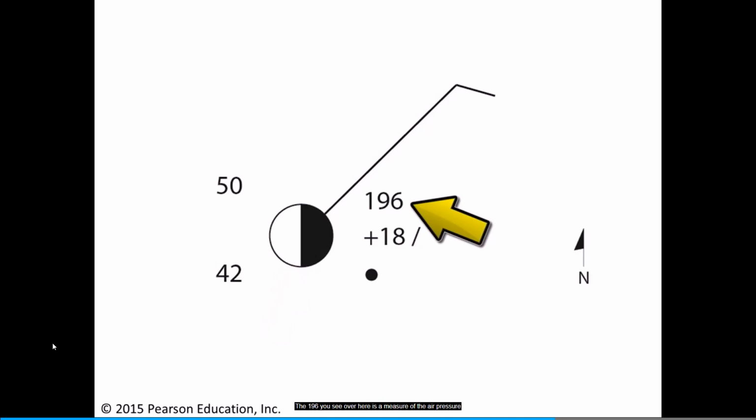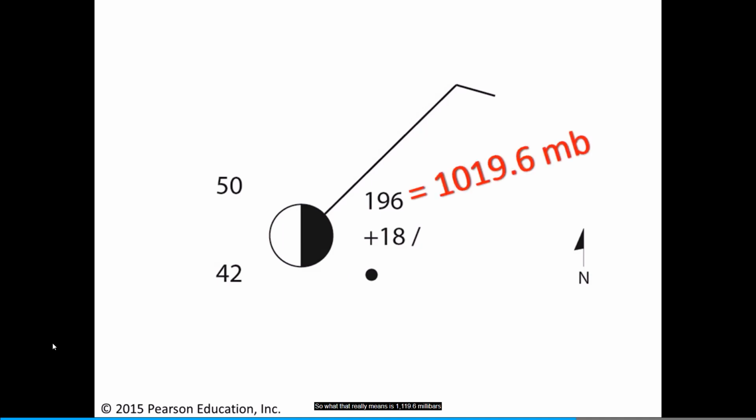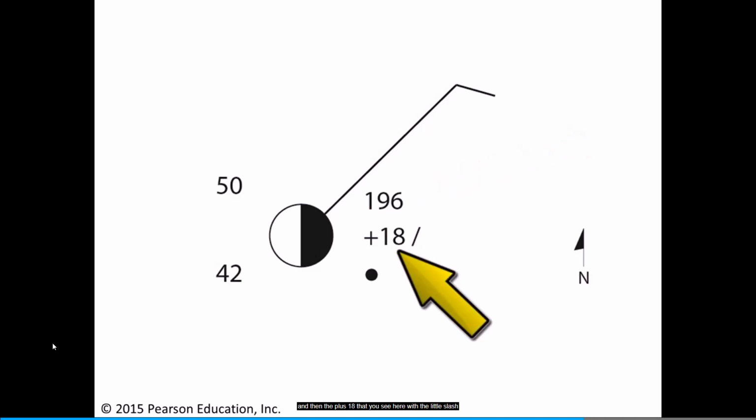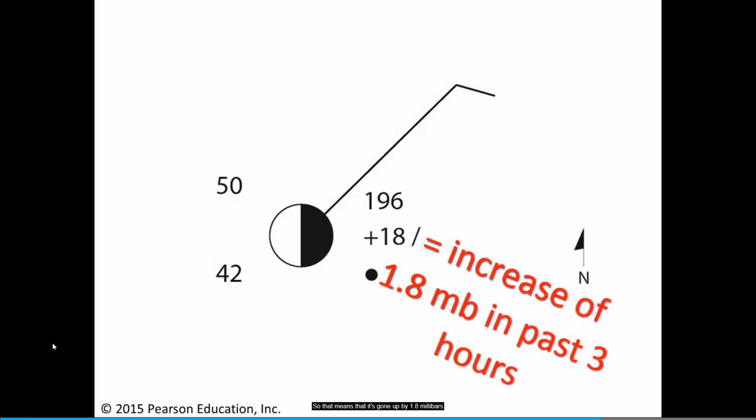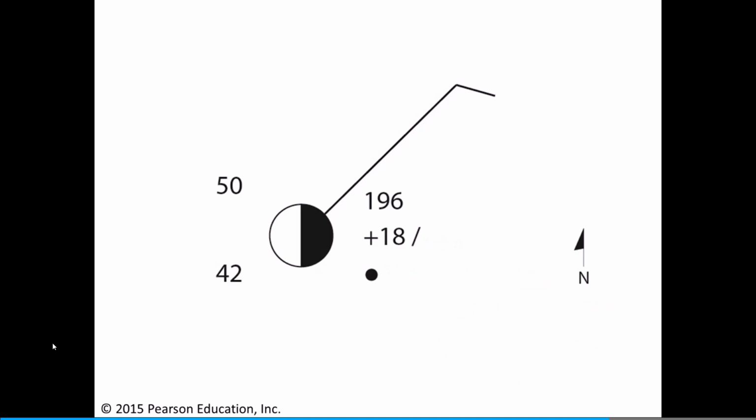The 196 you see over here is a measure of the air pressure in millibars, but in order to save space, what they do is they end up dropping one of the digits off of this. So what that really means is 1019.6 millibars. And then the plus 18 that you see here with the little slash after that, that basically means that the air pressure has been rising over the past 3 hours. So that means that it's gone up by 1.8 millibars, and the slash indicates that it's rising. The little dot in the lower right indicates that it's been raining.